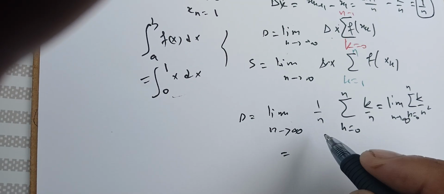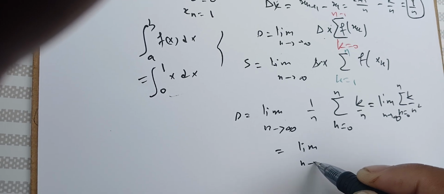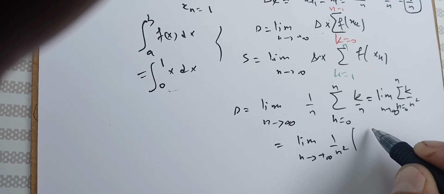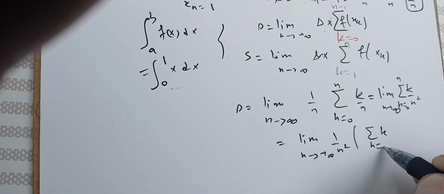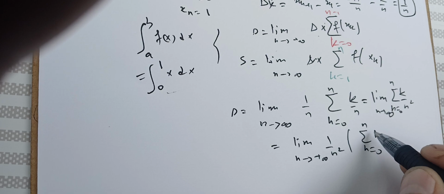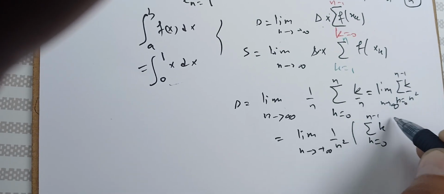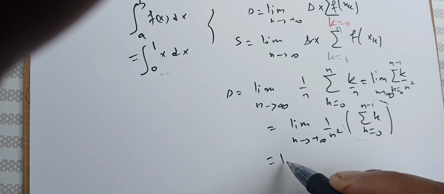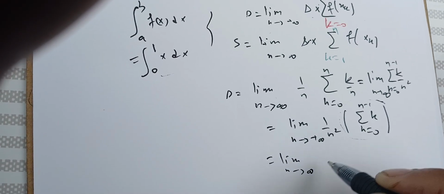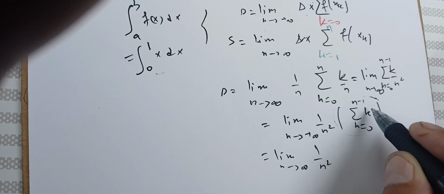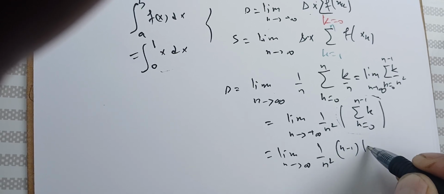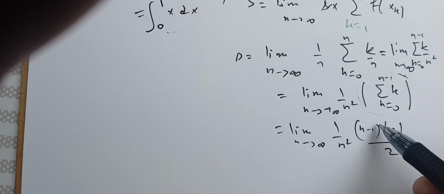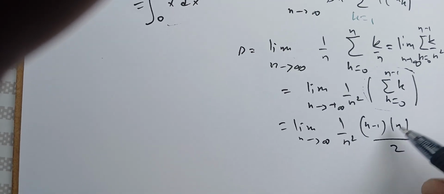We can do it one more time. The limit as n goes to infinity of 1 over n squared times the sum of k from 0 to n minus 1. Sorry, n minus 1. We know this sum here. So it's going to be the limit as n goes to infinity of 1 over n squared times this sum, which is (n minus 1) times n over 2. Now what's this limit here? It's 1/2.